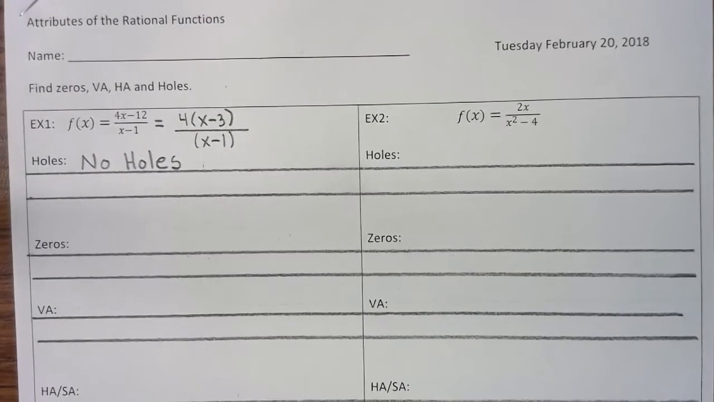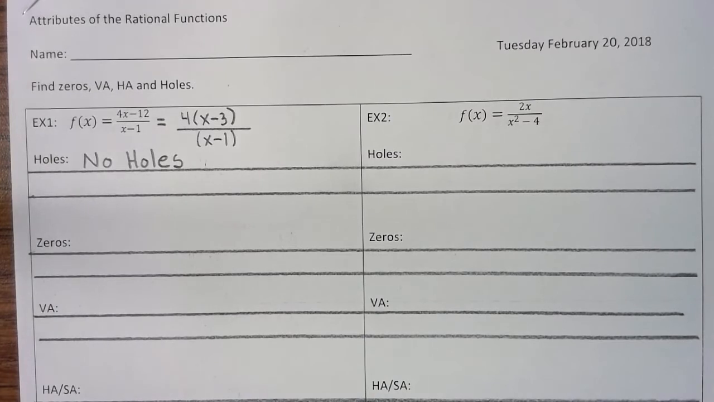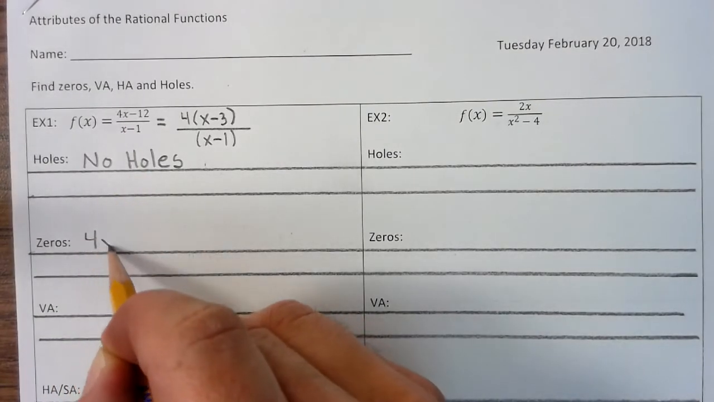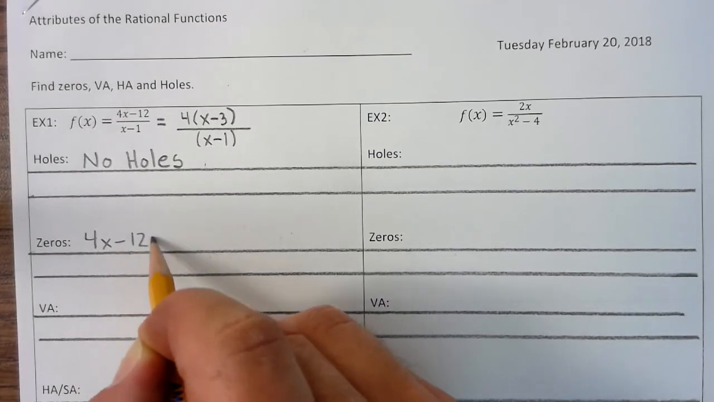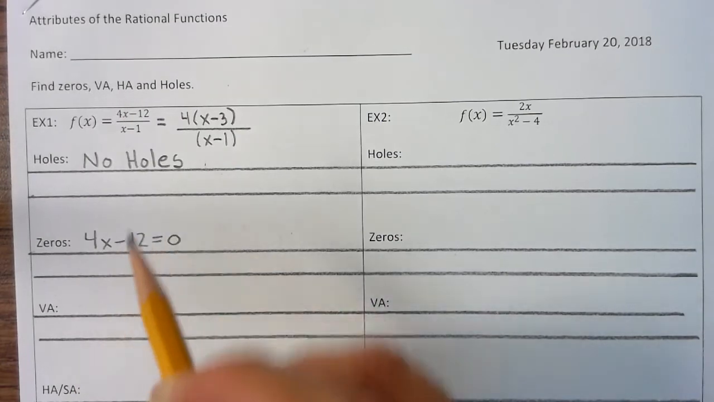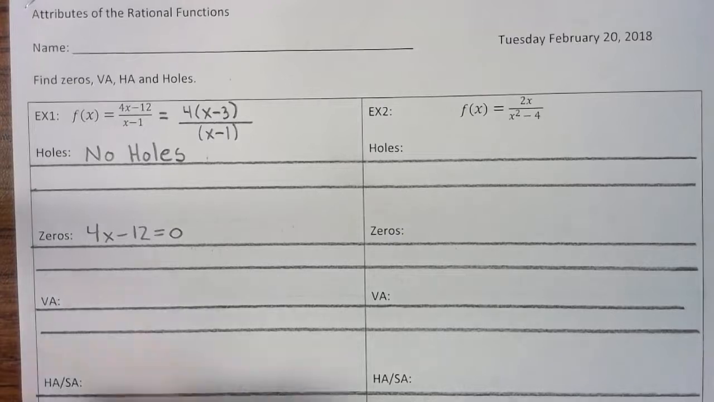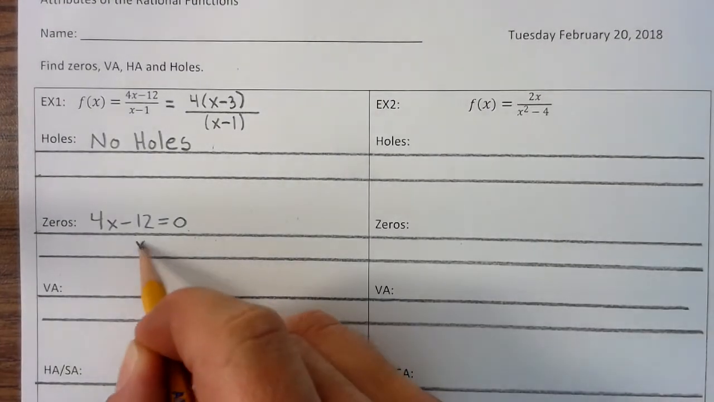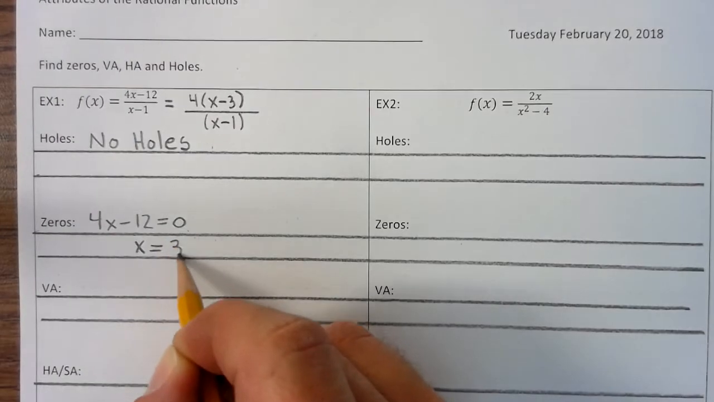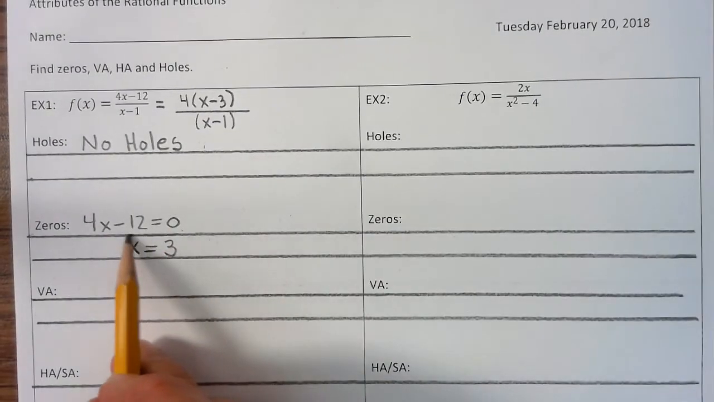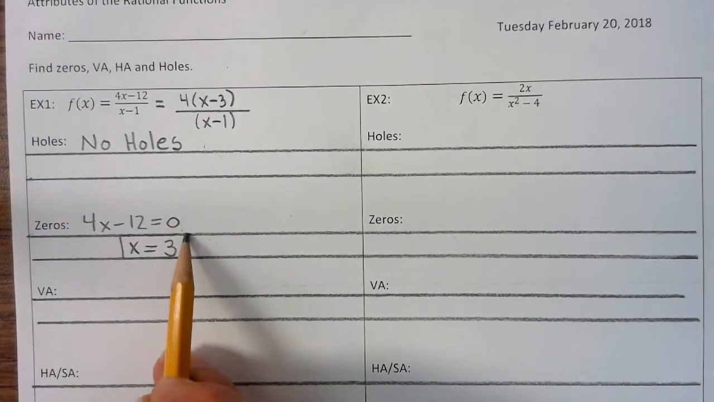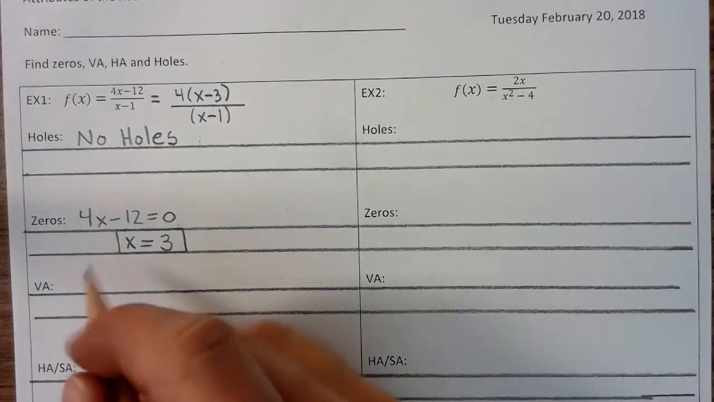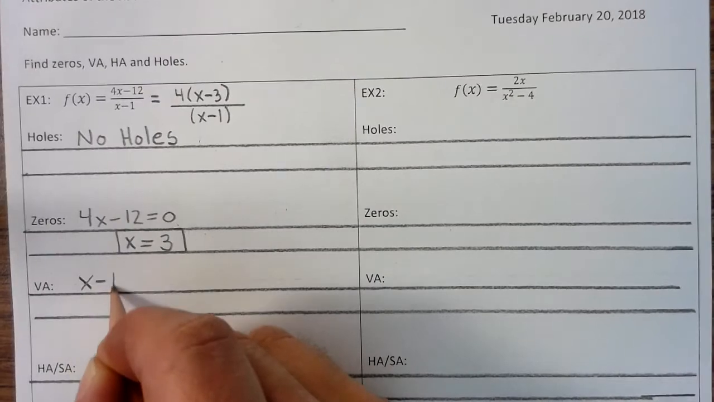Okay, now for the zeros, you set the numerator equal to 0. So 4x minus 12 equal to 0. Okay, so we add 12 to both sides, divide by 4, x equals 3. Okay, now for the vertical asymptote, you set the denominator equal to 0.